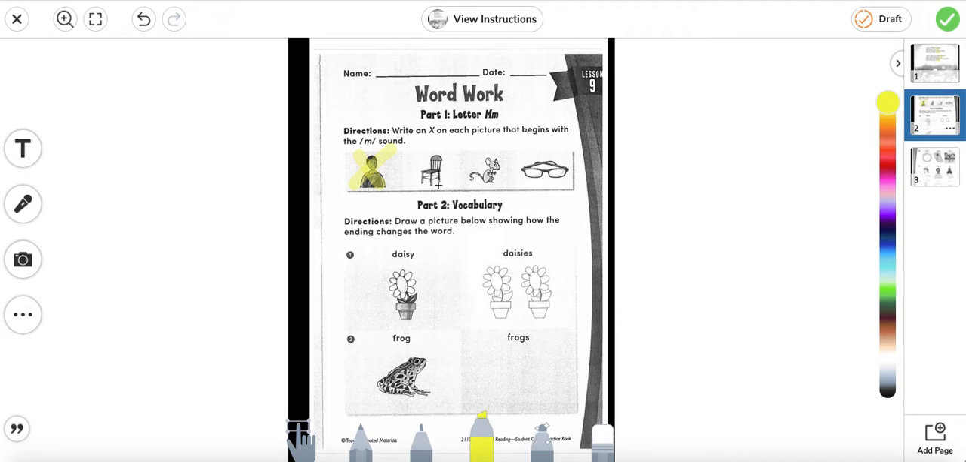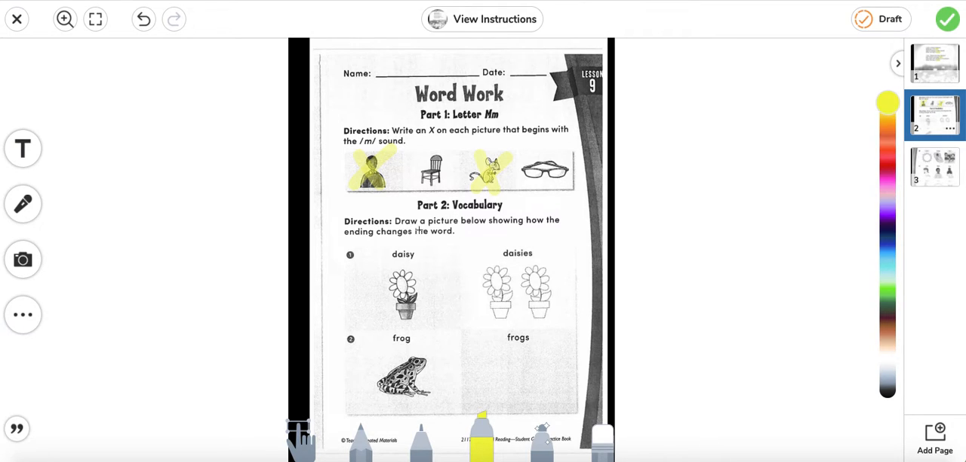Here we have a chair. Does it begin with the sound? No. What do we have here? A mouse. Mouse. Does it begin with the sound? Yes, so we're going to go ahead and draw an X on it. Here we have glasses. Does glasses begin with the sound? No, so we're going to leave it like that.